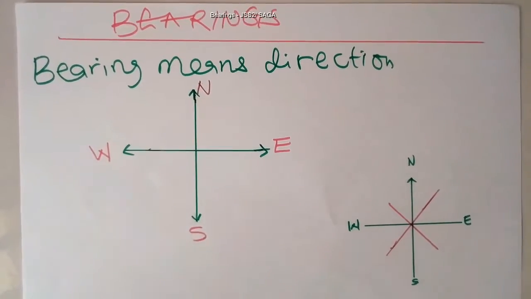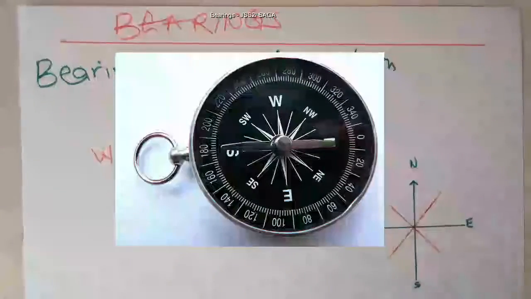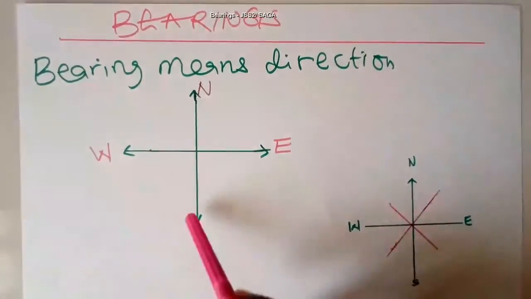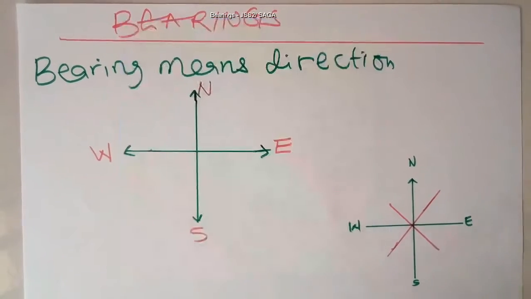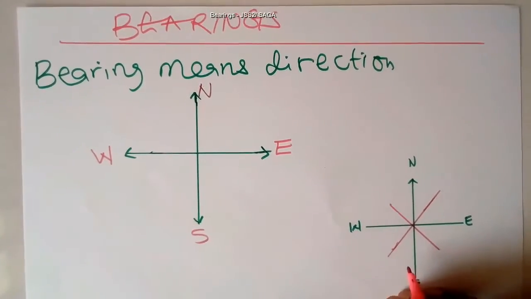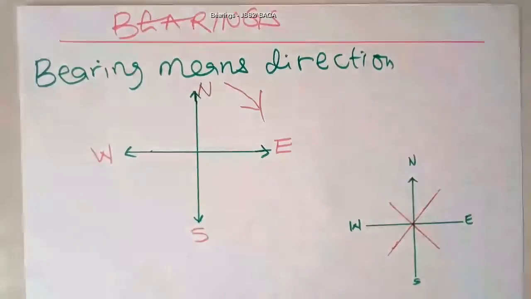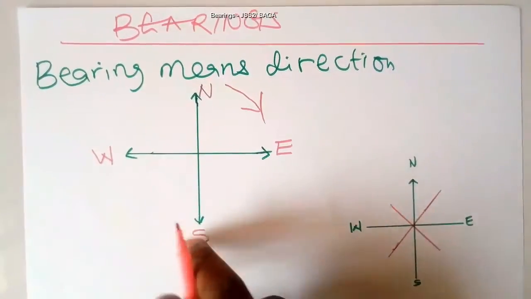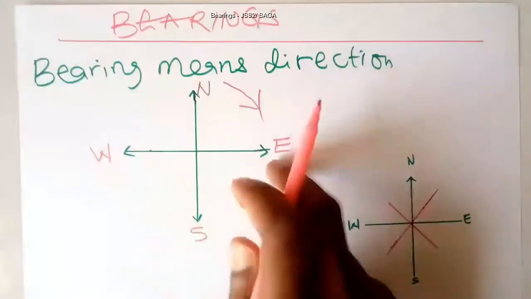Bearing means direction. Nowadays we use a compass bearing to take direction. You can look at the four cardinal points: we have north, south, east, and west. We measure bearing starting from the north in a clockwise direction. Clockwise is how your clock moves, right? The opposite is anti-clockwise. So we move from north to east, from east to south, south to west, and back to north. This is the main cardinal points: north, south, east, and west.